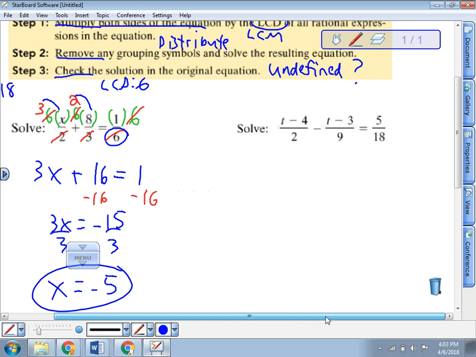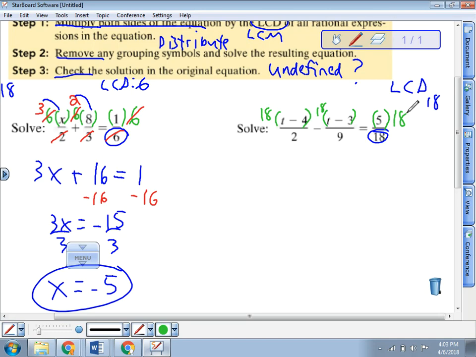Let's take a look at another example right here. It looks pretty nasty. We don't have a common denominator, we need to find one. So I look at the largest denominator, it's 18. Do 2 and 9 go into 18? They do, so that must be the least common denominator. It is 18. So, like I said, I'm going to multiply every term by the least common denominator.